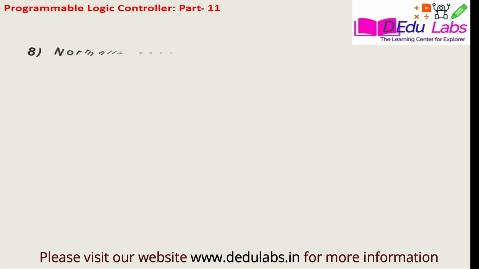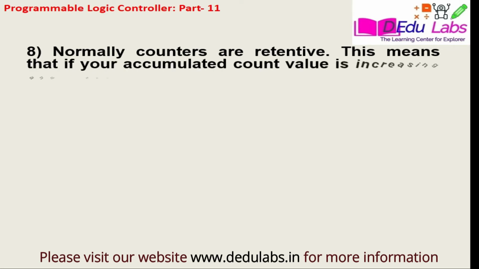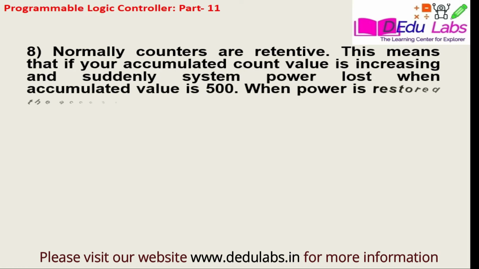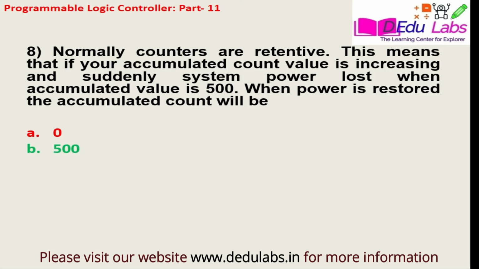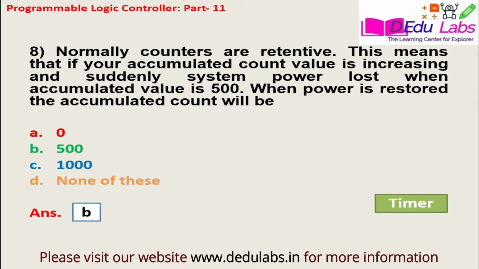Question number 8. Normally counters are retentive, and this means that if your accumulated count value is increased and suddenly the system loses power when the accumulated value is 500, when power is restored, the accumulated count will be option A 0, option B 500, option C 1000, and option D none of these. So the answer is option number B, that is 500.